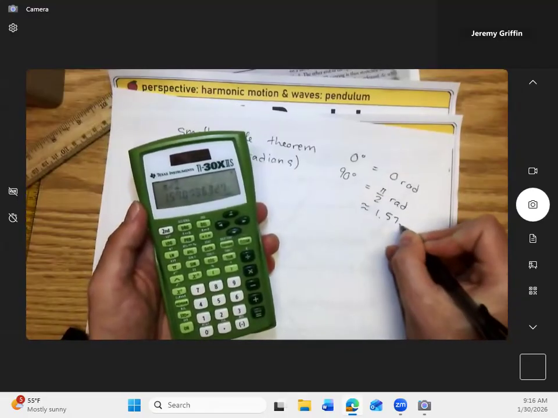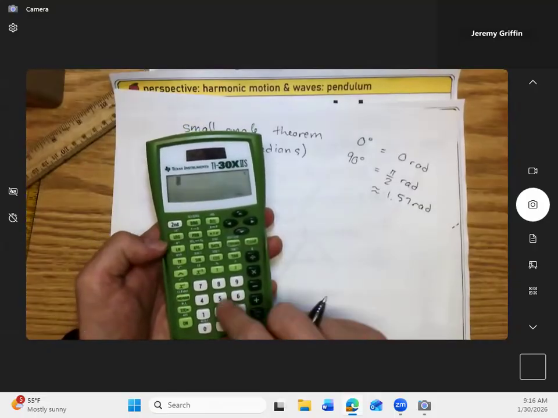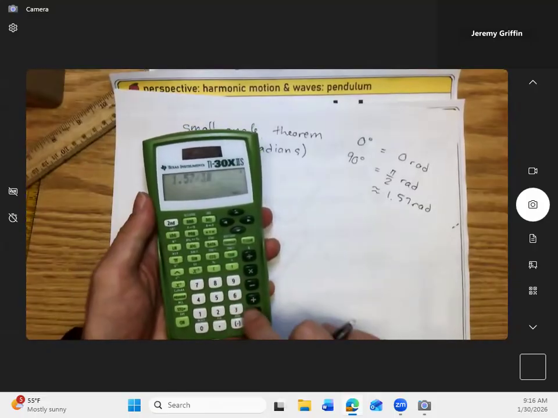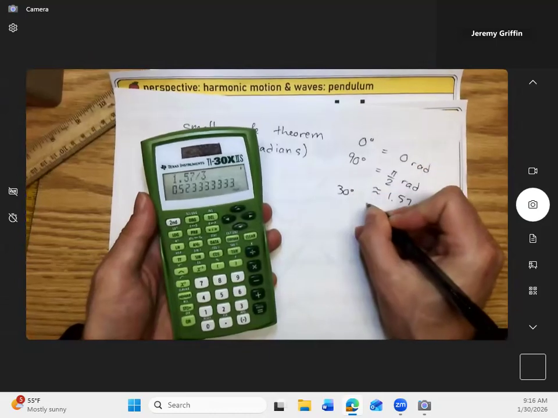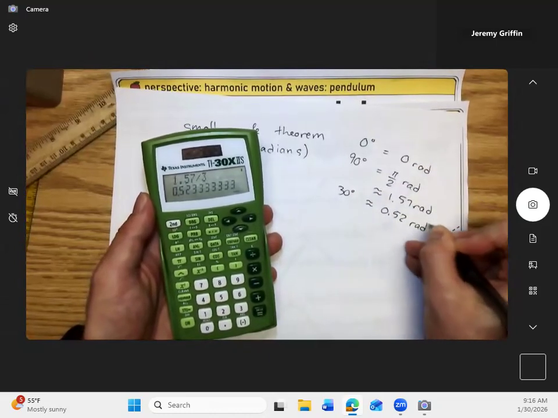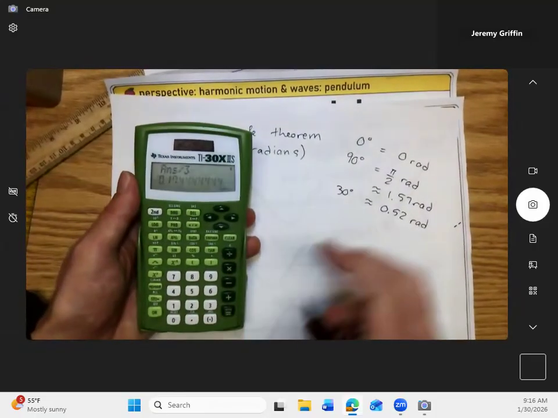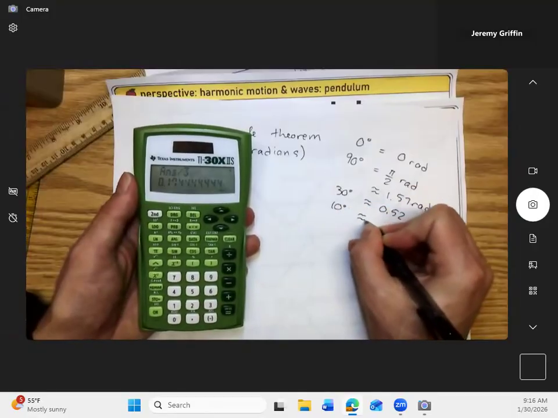About 1.57 radians. Okay. What's 30 degrees? Would that be a third of that? Okay, 30 degrees is about 0.52 radians. Now anything smaller than 30, let's divide that by 3 again. Okay, 10 degrees is approximately 0.17 radians.